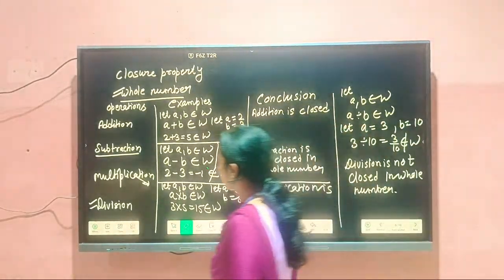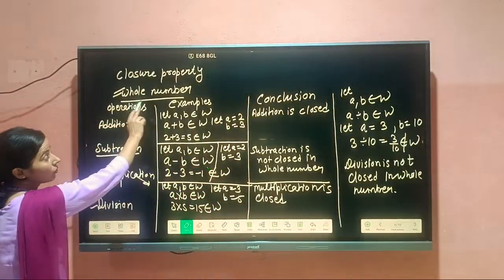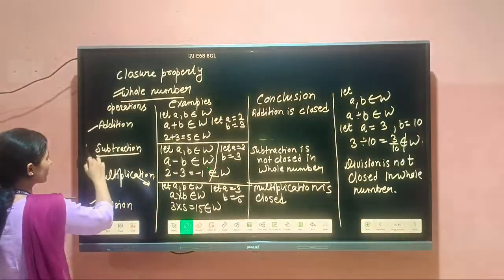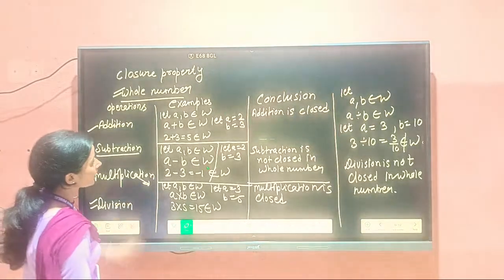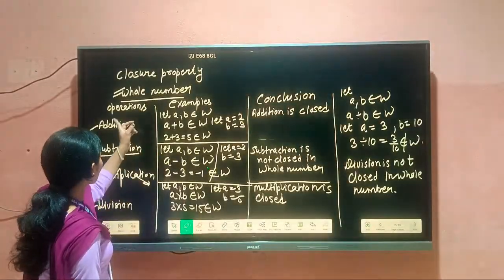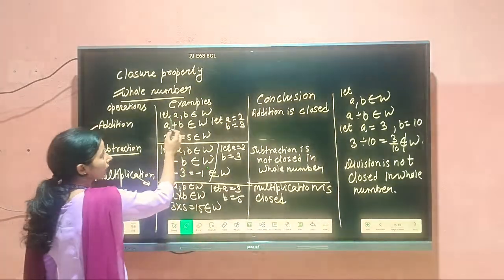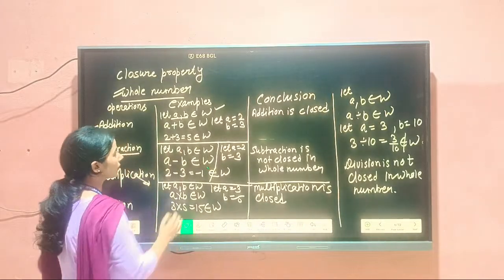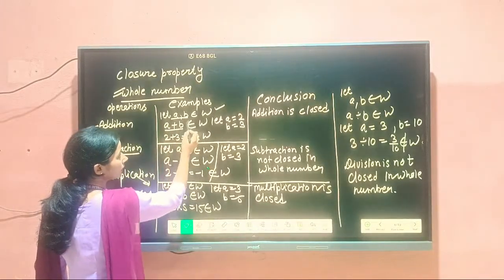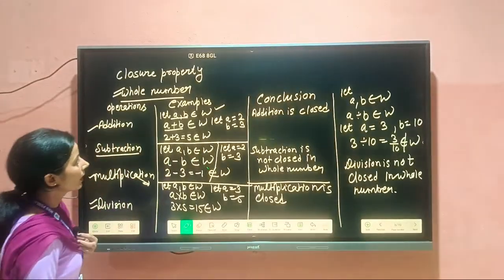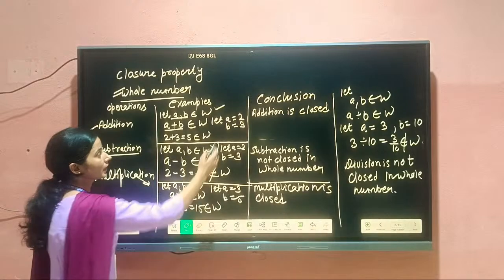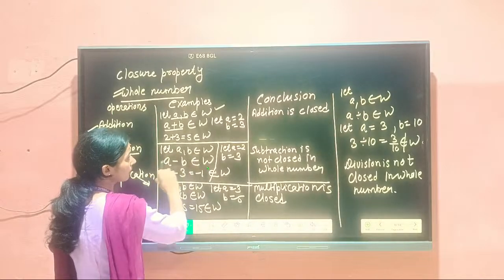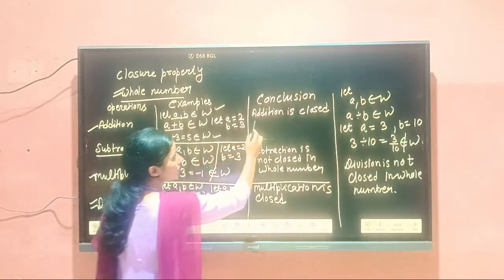Okay, let us take a quick revision. Closure property for whole numbers we are discussing under 4 operations. What are the operations? Addition, subtraction, multiplication and division. Under addition, take two numbers which belong to whole numbers. If I add them, then my answer must belong to whole numbers. A plus B must again be a whole number. Let us verify by taking an example. A equals 2, B equals 3. 2 plus 3 is 5, which is again a whole number. It means addition is closed.